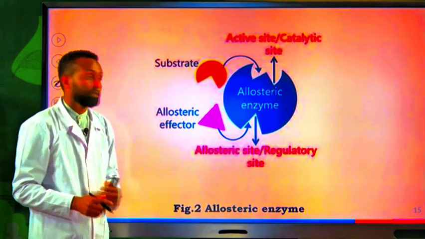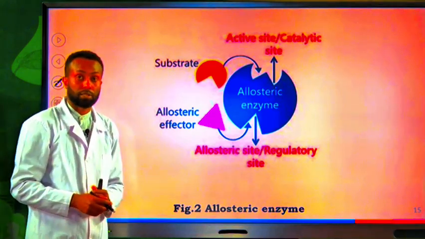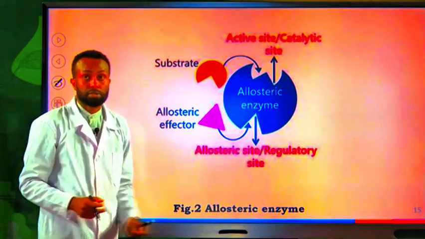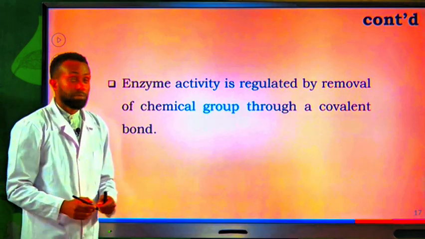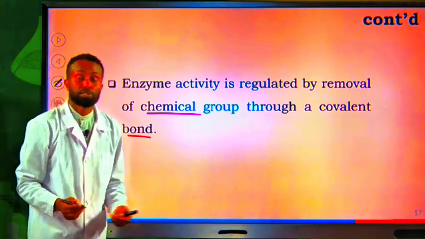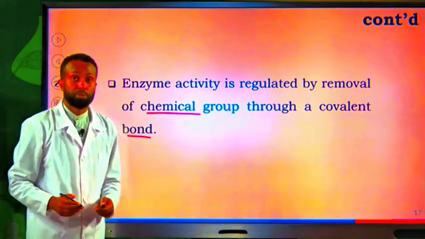An allosteric enzyme has two sites, the active site or catalytic site, and also the allosteric site or regulatory site. On the allosteric site or regulatory site, the allosteric effector will bind. On the active site or catalytic site, the substrate will bind. Covalently modulated enzymes are enzymes catalyzed alterations of synthesized protein by the addition or removal of chemical groups. Enzyme activity is regulated by removal of a chemical group through a covalent bond. That is why it is known as covalently modulated enzymes.